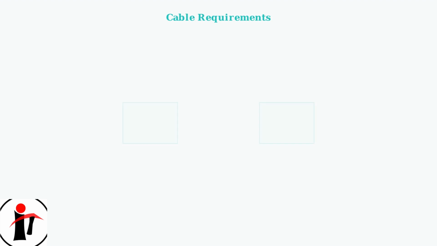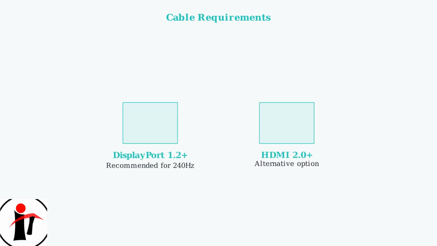Cable selection is crucial for 240 Hz operation. DisplayPort 1.2 or higher is the preferred connection method, offering the best compatibility and performance. HDMI 2.0 or higher can also work, but DisplayPort is recommended for optimal results.